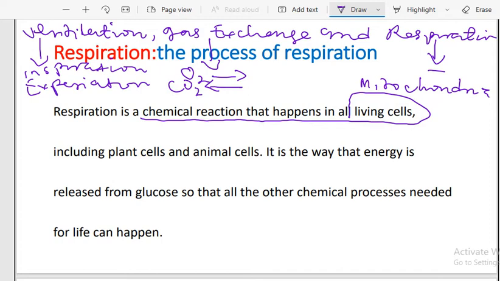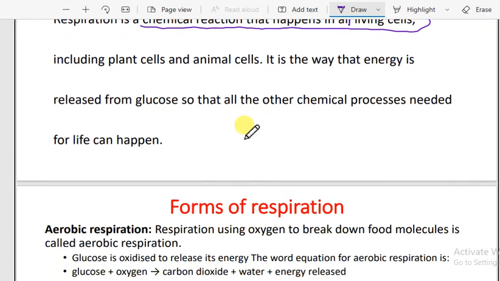So even plants respire. Now, it is the way that energy is released from glucose so that all the other chemical processes needed for life can happen, because energy is needed. So respiration is a chemical reaction that uses oxygen to release energy from glucose. So having understood that, this video is getting too long. Let me see, forms of respiration.